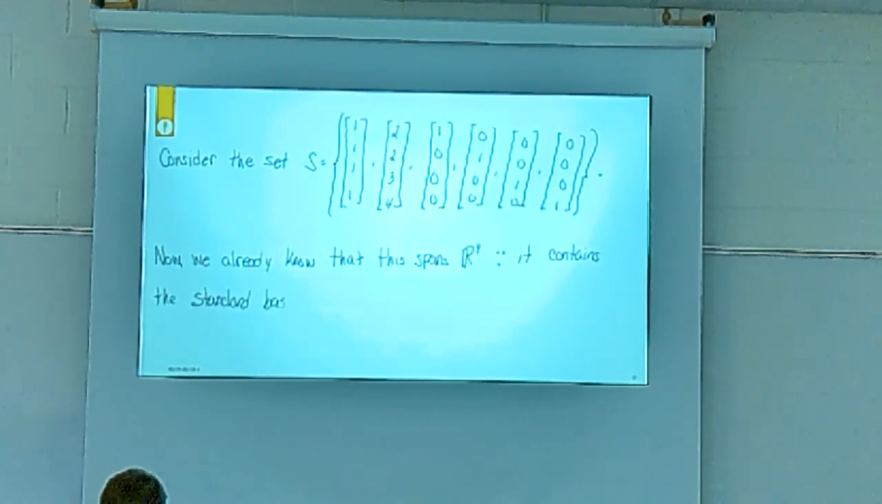We already know that's going to span R4 because it contains the standard basis. And the standard basis spans R4 by definition. Which would now allow us to use property 5. We can pare this down to a linearly independent set. Oh, but that is the exact same process as we did here.